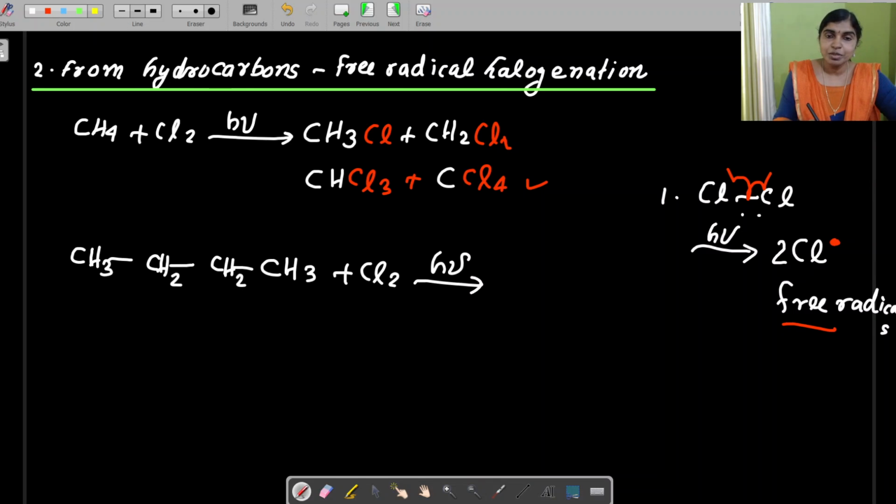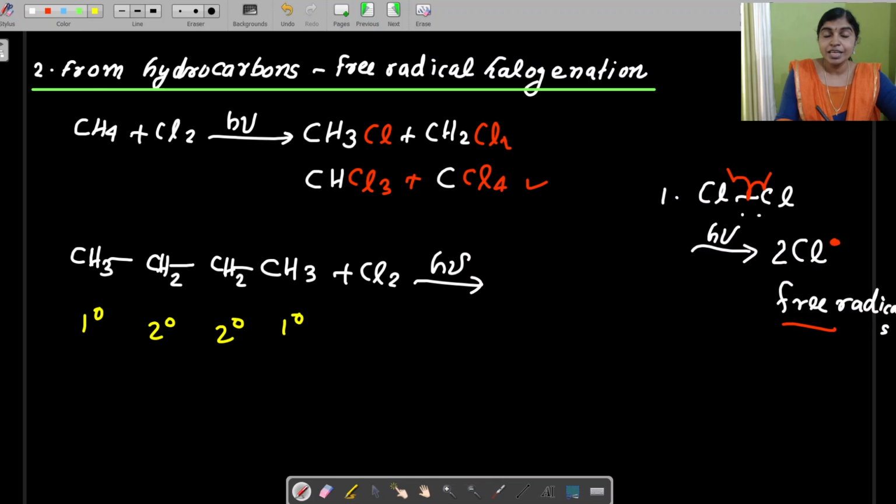Here there are two types of carbons. Which are they? This is primary, this is primary. What about the middle carbons? Both are secondary, isn't it? Because this is attached to only one carbon, so that is primary. If it is attached to two other carbons, that is secondary. So two primary carbons and two secondary carbons.